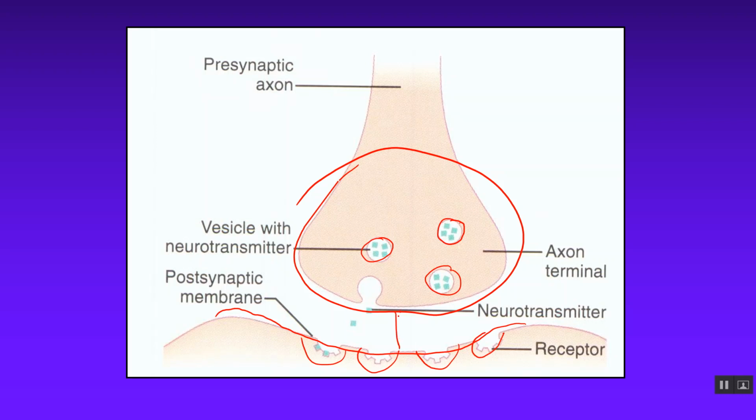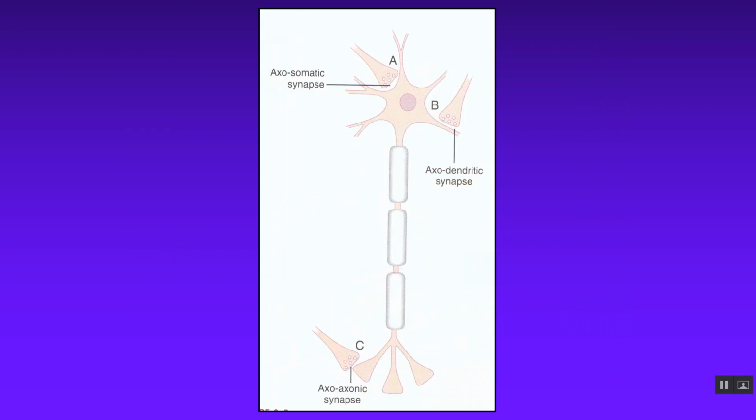And our synaptic cleft right here, which is, I don't know exactly how many nanometers that is, if it's 10 nanometers, whatever. It's more than 3.5 nanometers. Here are the different ways that one neuron can interact with another neuron. This would be an axon terminal that's directly communicating with the soma, or the cell body. So that's an axosomatic connection.